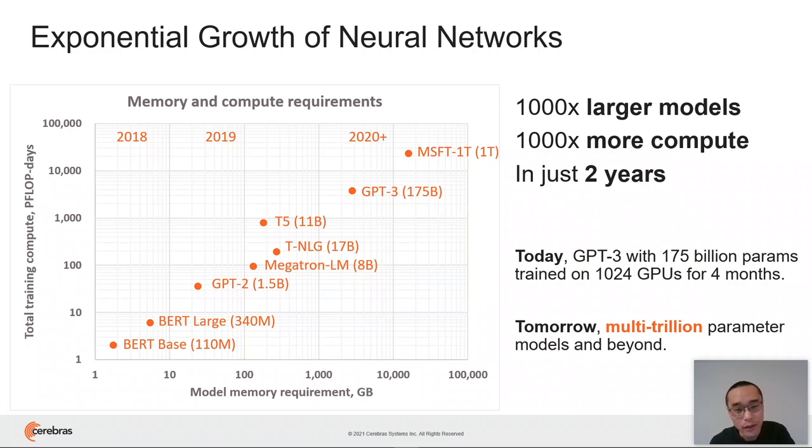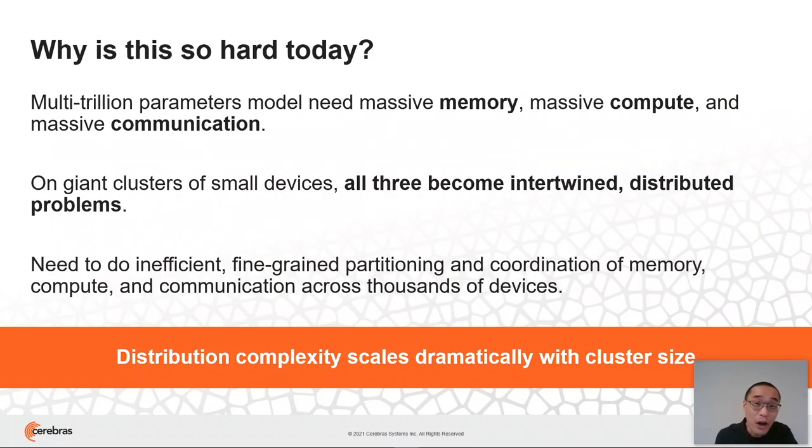But why don't we have that already? What makes supporting large models so hard? Well, fundamentally, giant models need massive memory, compute, and massive communication to tie it all together. Trying to provide this with thousands of small devices turns the scaling of all three of these into distributed problems that are interdependent. As the model size grows, we need to do more partitioning of the model onto more chips, and we need to do more fine-grained coordination and more synchronization. It becomes an explosion of distribution complexity to get all of this to work together to solve a single neural network problem. And this complexity grows dramatically with the cluster size and becomes overwhelming at extreme scale.